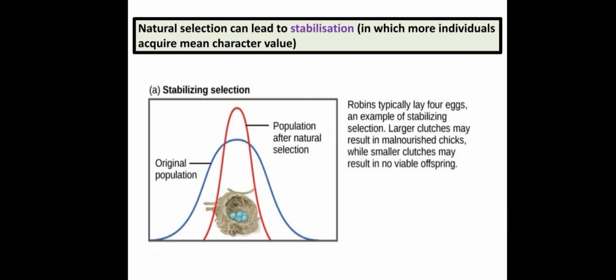Now let's discuss what are the different ways in which natural selection operates. Natural selection can lead to stabilization, in which more individuals acquire mean character value. Here is an example. Robins typically lay 4 eggs. An example of stabilizing selection. Larger clutches may result in malnourished chicks, while smaller clutches may result in no viable offspring. So, it is an example of stabilizing natural selection.